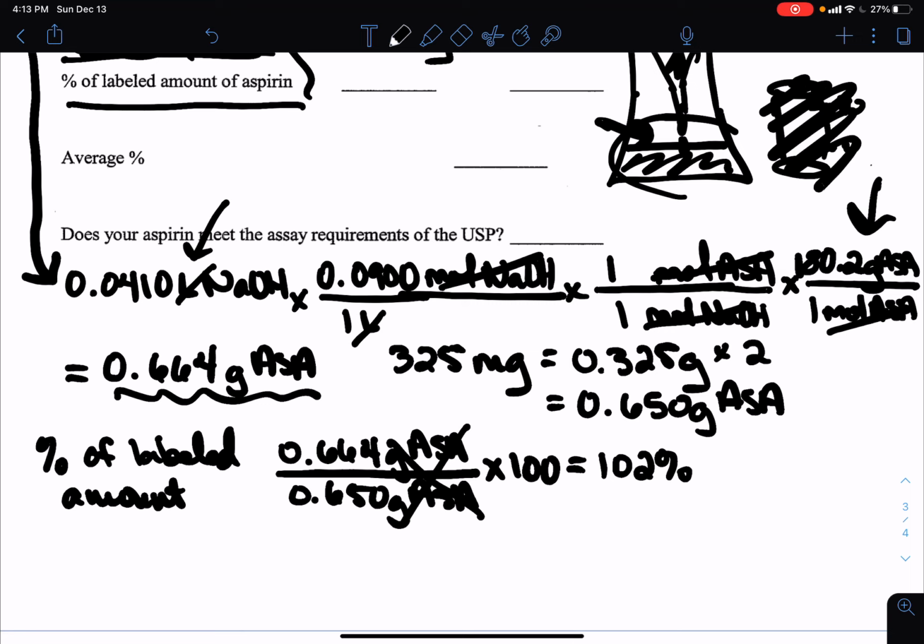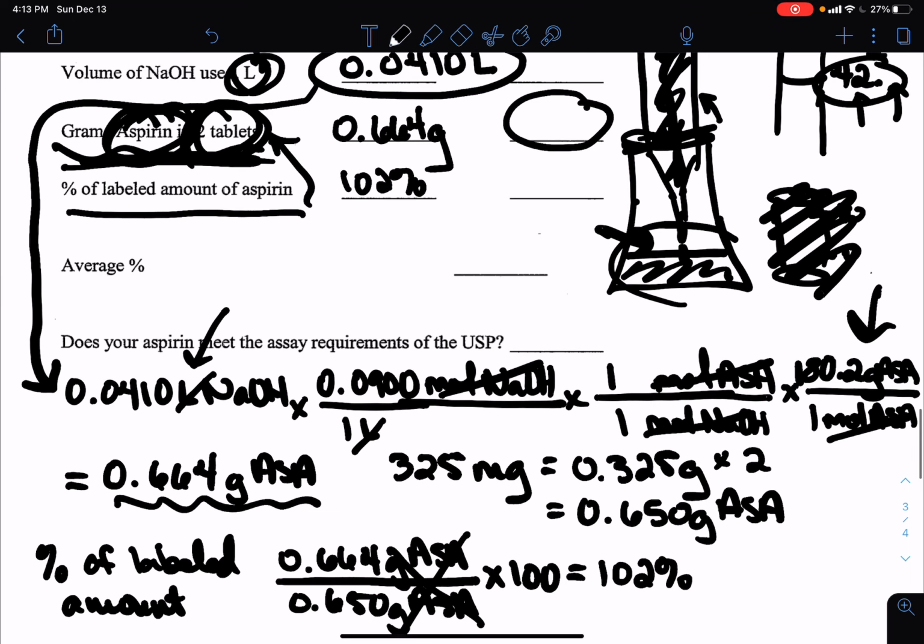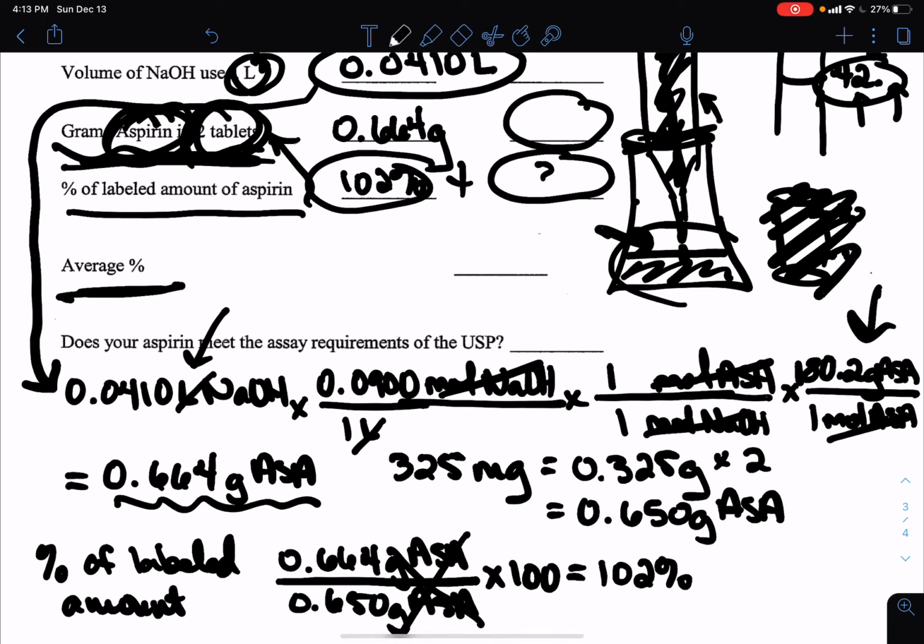And usually when you get more than 100%, that means that you still have a little bit of water in your solid, so it needs to dry a little bit more. In general, that's what that is. So for this one, you would put 102%, and then you do the math for the other one, and you'd get some value there. And then it says the average. So what you would do is you'd take this value and you'd add it to this value, and you'd divide by 2, and you'd end up with this value.